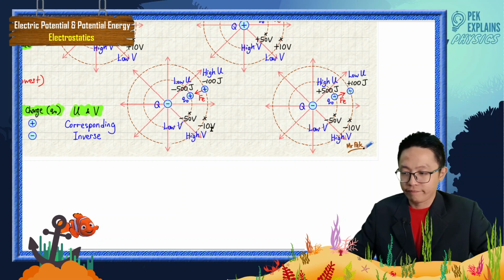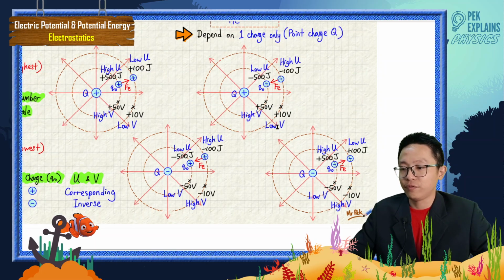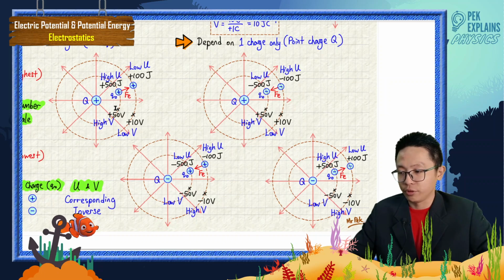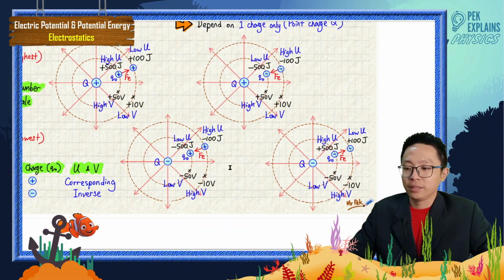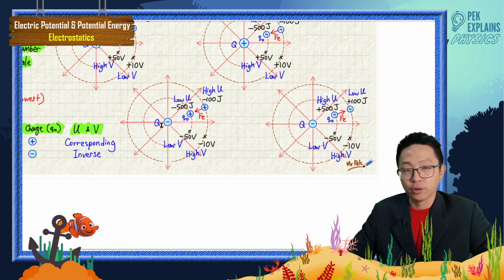So the nearer to the negative point charge, the lower the potential. Same as this one. But for the positive point charge, the nearer to the positive point charge, the higher the potential. The nearer to the negative point charge, the lower the potential.